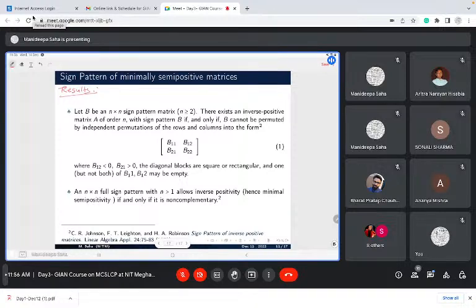It says that if B is a sign pattern matrix, then there exists an inverse positive matrix A of order n with the sign pattern B if and only if B cannot be permuted, by independent permutation of rows and columns, to a certain form. That means the permutation doesn't matter. I can permute the first and the second rows, and I can permute the third and the fourth rows. Those are independent, such that it can be of this form. This block should be entirely negative.